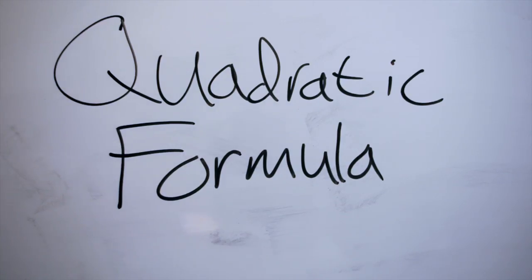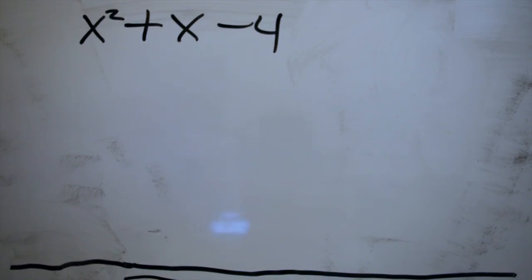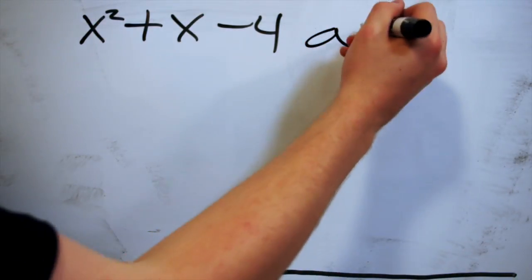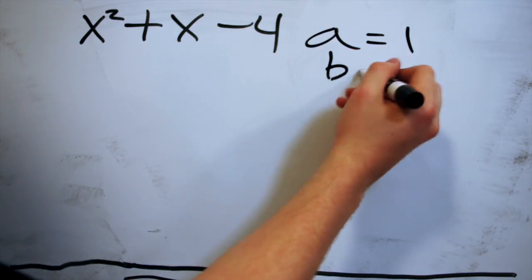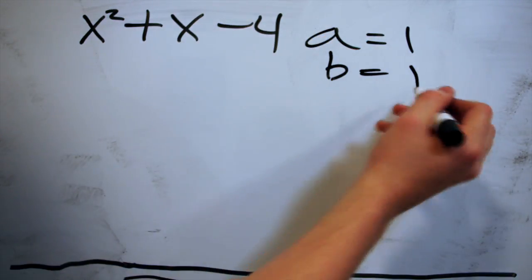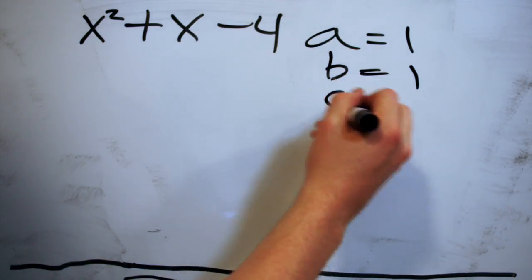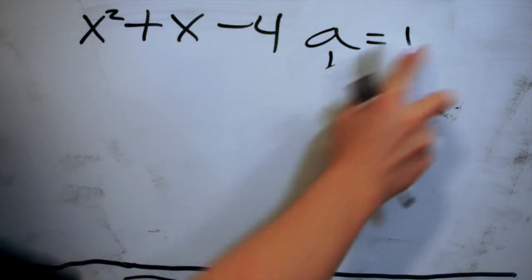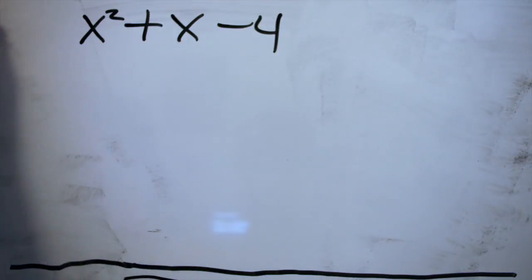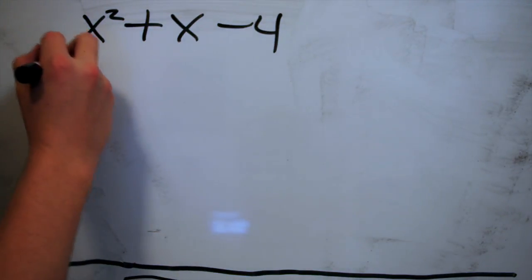Let's talk about the quadratic formula. Alright, so now we have x squared plus x minus 4. We're going to do the quadratic formula because there is nothing in that 4 that's going to give us that one term in the middle. So our a is equal to 1, our b is equal to 1, and our c is equal to negative 4. So I'm probably going to write it with just numbers, but I'm going to say the quadratic formula.